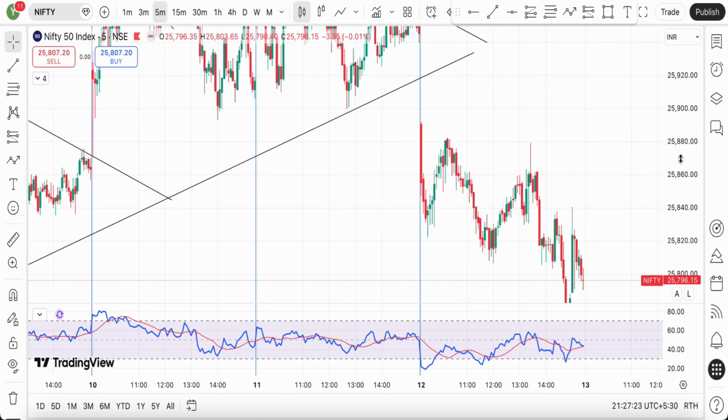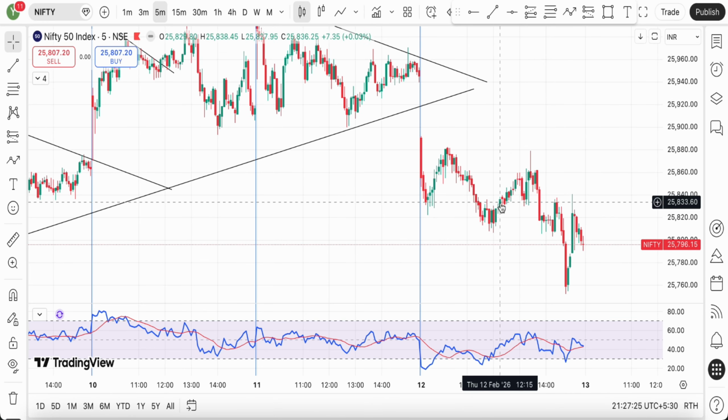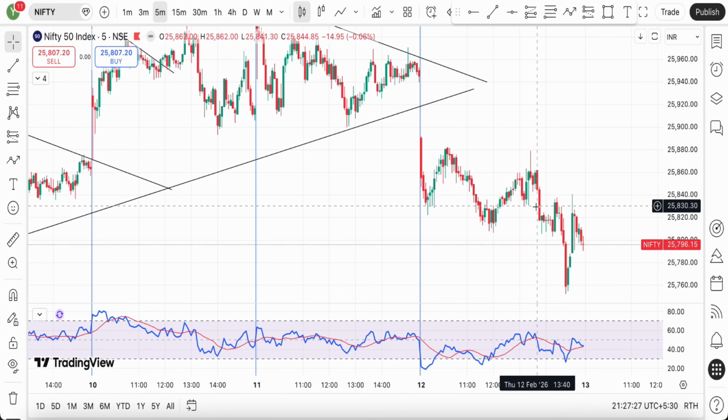Now, this was a trade which I actually kind of missed entry out here. I was tied up with something and was not actively looking at the markets at this particular time. Otherwise, this would have been a good entry.